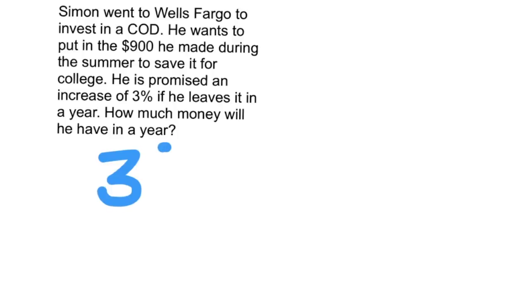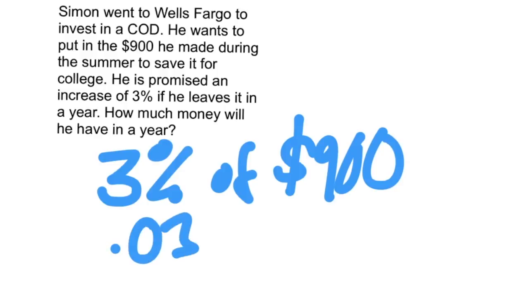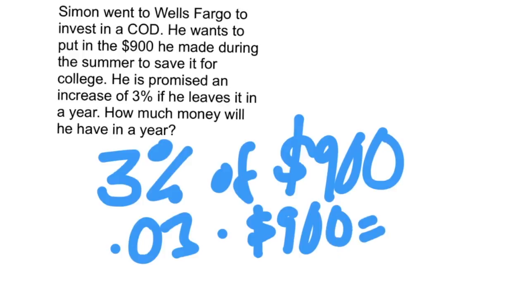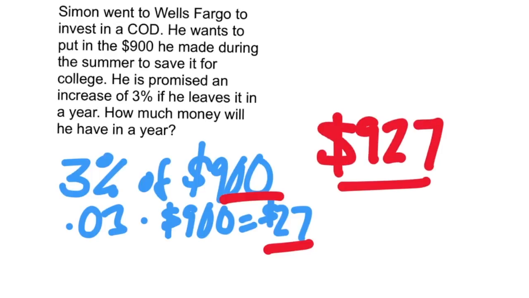How much money will he have in a year? We simply want to find 3% of the $900. That's how much it's going to increase. And 3%, we change that to a decimal or to a fraction, and that's 3/100 of, which means times $900, which we should be used to figuring out is $27. So the amount of money is going to increase $27, and we can add that on to the 900 to find that he's going to have $927 at the end of the year.